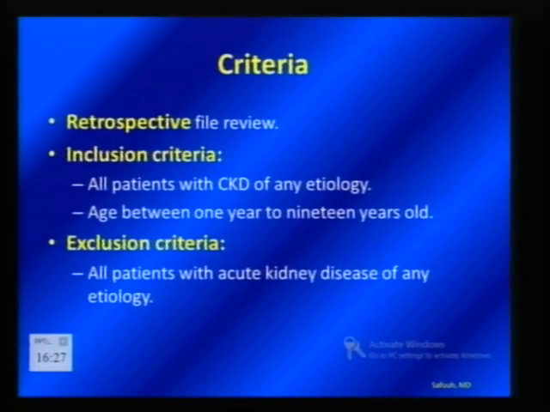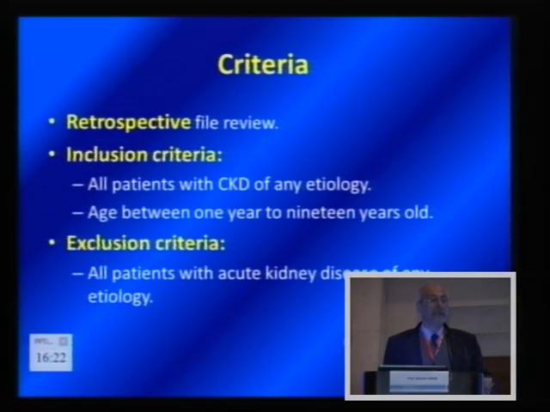And actually, this study has many defects, and it's only a start for what we hope will be further prospective studies and further correct collection of data, and to try to start a permanent pediatric CKD registry. And as you see, it was a retrospective file review study, and it included all patients with CKD of any etiology who had an age between 1 year and 19 years at the time of diagnosis of CKD. Exclusion criteria included all patients with acute kidney disease of any etiology.